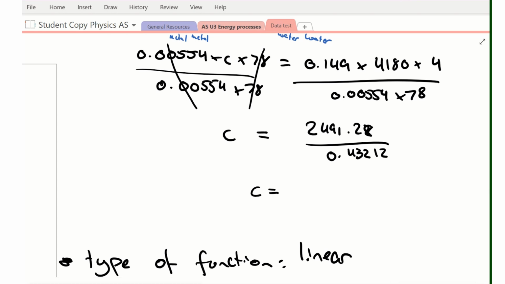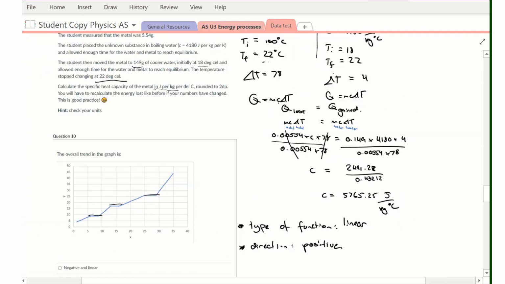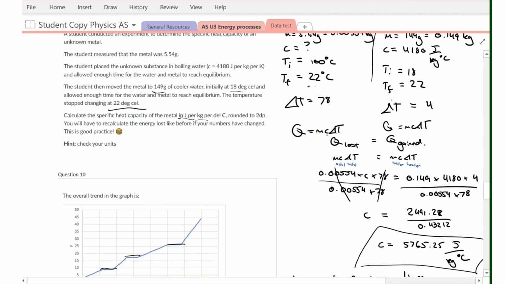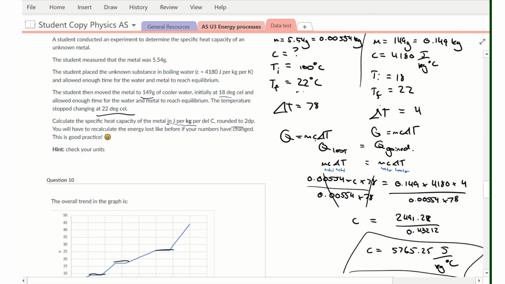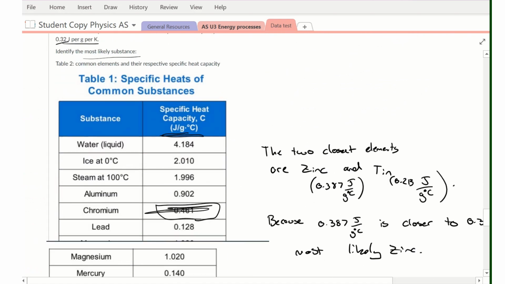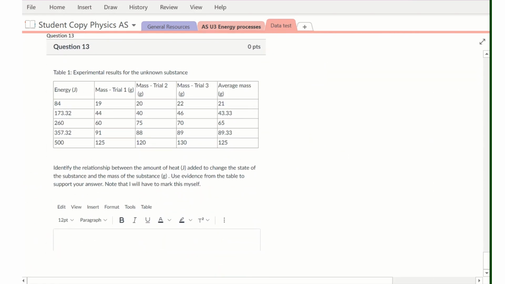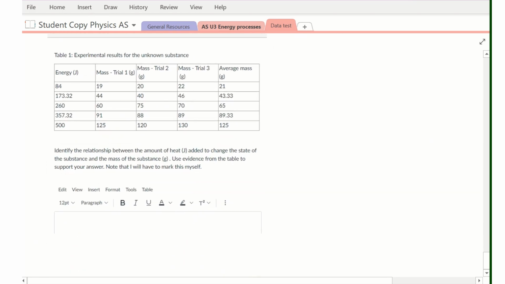2,491.28 divided by 0.43212 gives us an answer that C is equal to 5,765.25 joules per kilogram degree Celsius. So that is what our metal's specific heat capacity is. That is the number you would put in and round it to 2 decimal places, which I've already done. Great. We're almost done. Okay, for this one right here, and then I'll come back to this one.